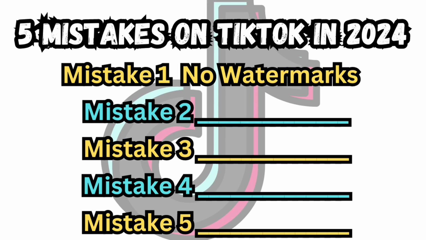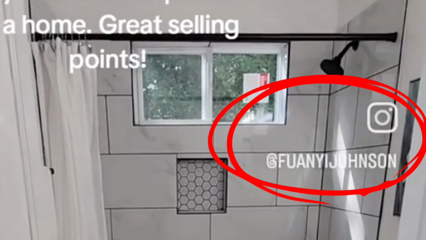Mistake number 1 that you need to make sure that you stop doing is you need to make sure that you don't have any watermarks in your content anymore. And watermarks can come from several different places. This could simply be the TikTok watermark, the Instagram watermark, the YouTube Shorts watermark.